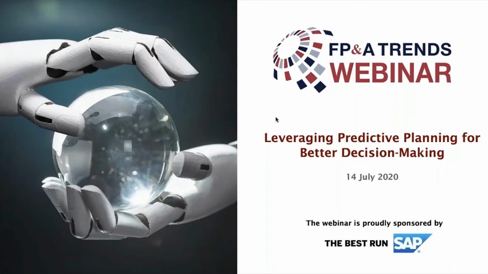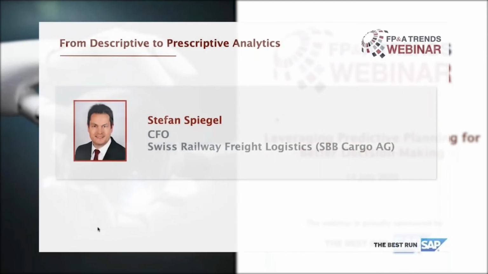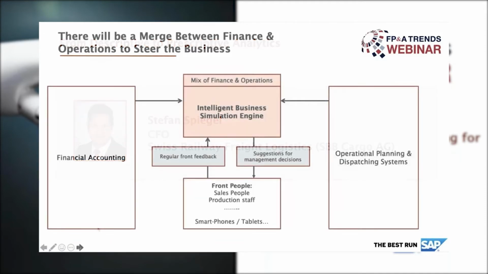So the goal for our organization is just to merge our financial expectations with operational planning and dispatching systems. So what we try to do, in our planning processes, is not only to estimate cost optimizations or sales optimizations, but directly to give recommendations and decision possibilities for our management. So we try to develop an engine where we have a merge between the financial side and the operational side.